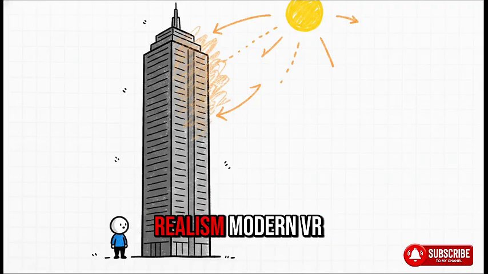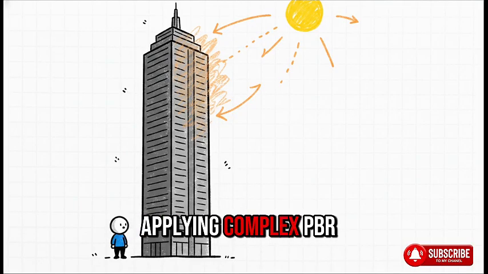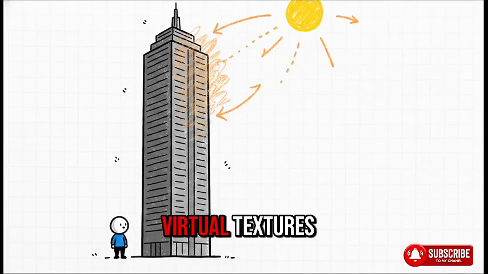To achieve this realism, modern VR uses photorealistic pipelines like Unreal Engine, applying complex PBR, or physically based rendering shaders, to ensure that light bounces off virtual textures exactly as it would in the real world.